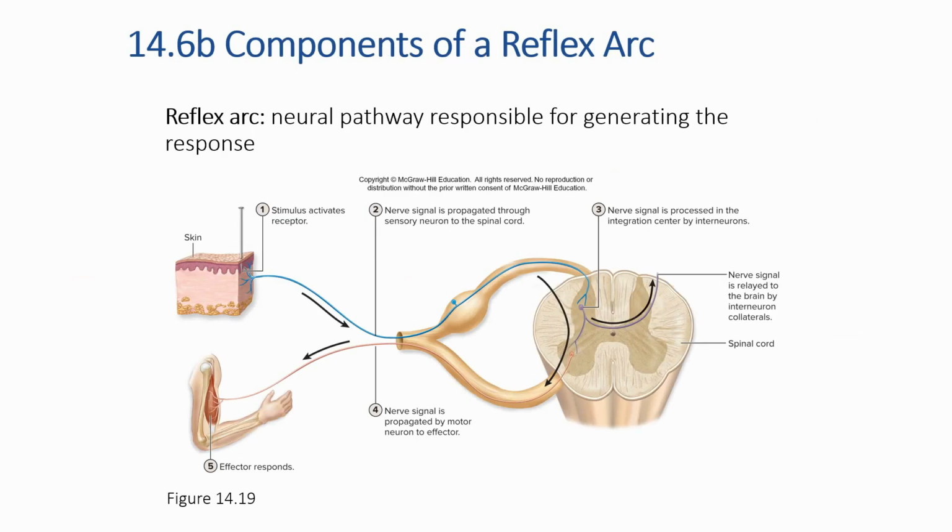There is a stimulus. There's going to be an afferent pathway. There's an integration center, which has to be some part of the central nervous system. This could be the spinal cord, or it could be the brain. There's going to be an efferent pathway, and then an effector, which is usually going to be a muscle.